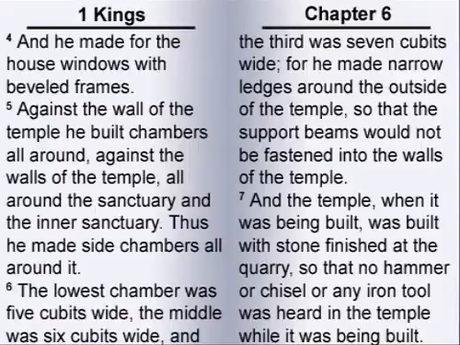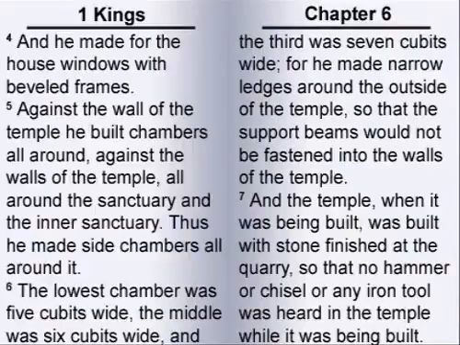Against the wall of the temple he built chambers all around, against the walls of the temple all around the sanctuary and the inner sanctuary. Thus he made side chambers all around it. The lowest chamber was 5 cubits wide, the middle was 6 cubits wide, and the third was 7 cubits wide. For he made narrow ledges around the outside of the temple, so that the support beams would not be fastened into the walls of the temple.